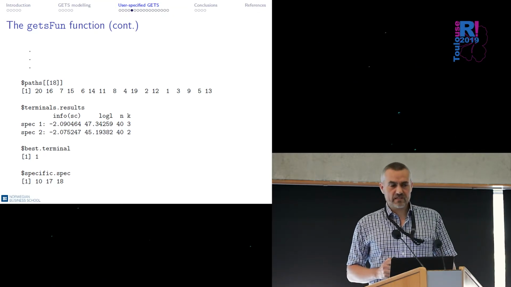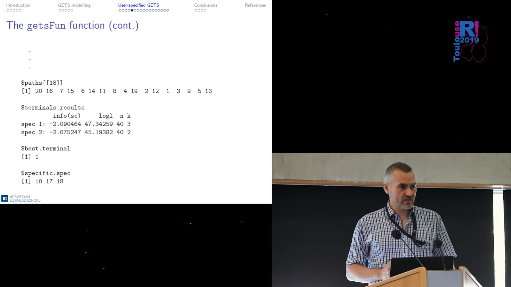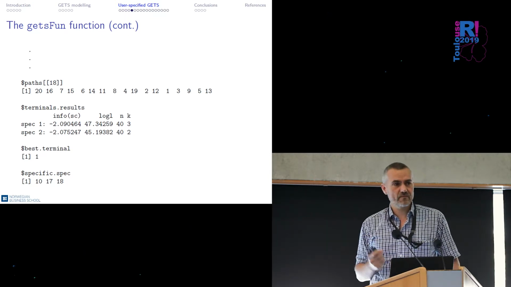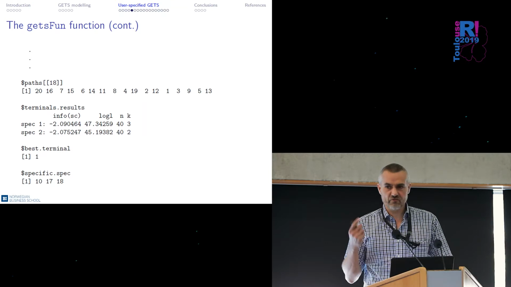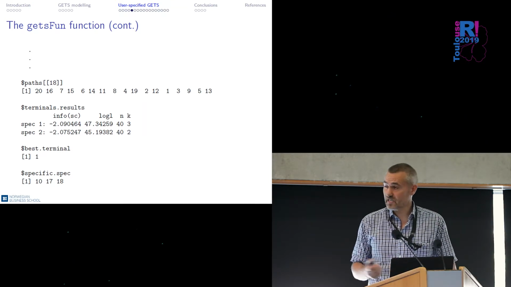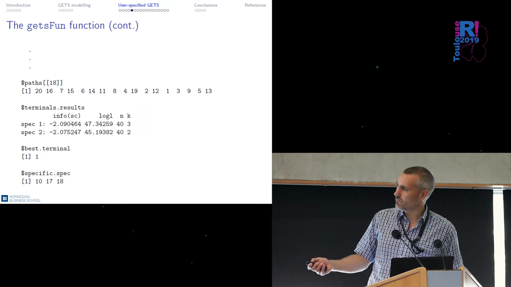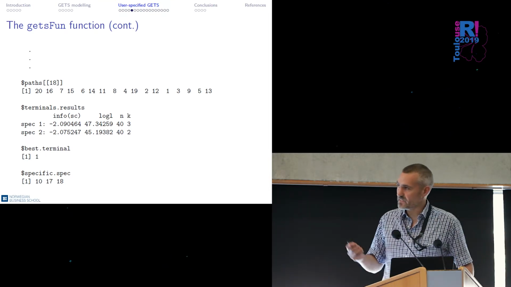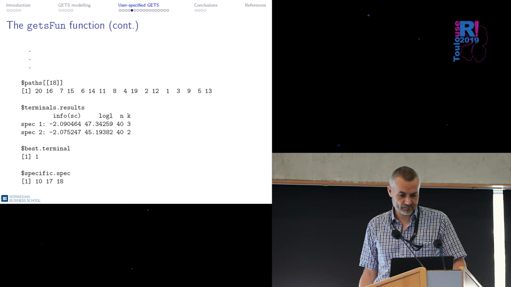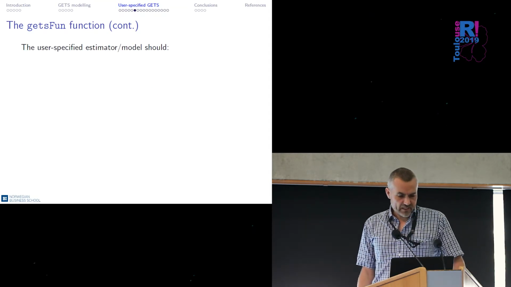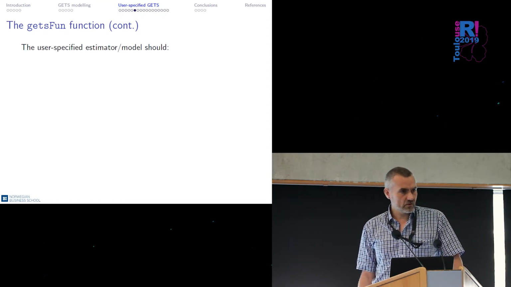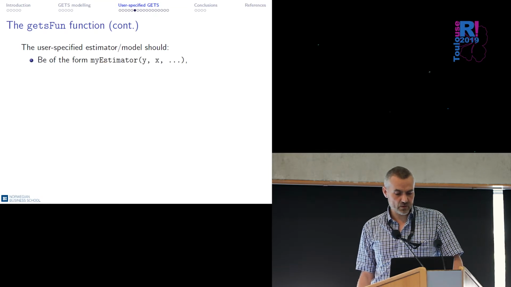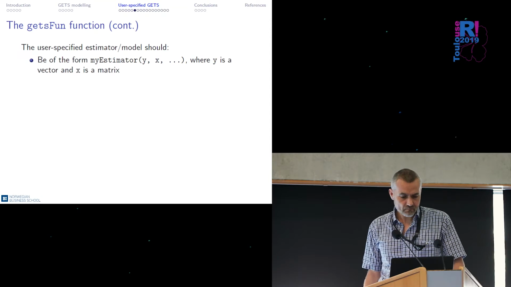The default is a 5% regressor significance level, which means that in this example, you should, on average, retain 1 irrelevant regressor. Here we retain 3, which is slightly more, but this is because it's a Monte Carlo for this specific seed of the regressors. Okay, so in constructing your user-specified GETS estimator, you should construct a function of this form.